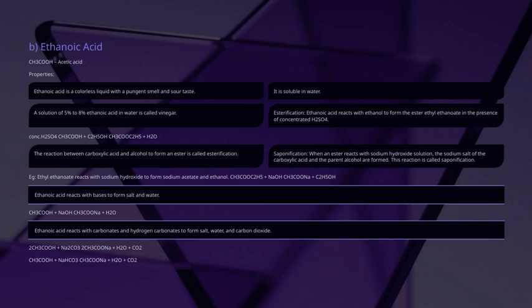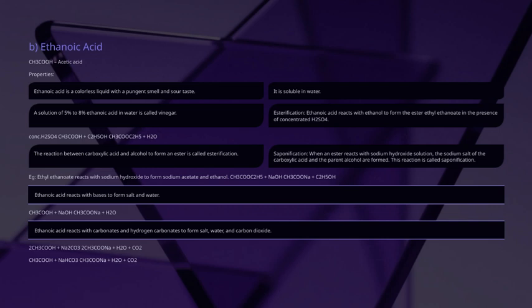Similarly, ethanoic acid reacts with bases, like sodium hydroxide, to form salt and water. For example, when ethanoic acid reacts with sodium hydroxide, it produces sodium acetate and water. Now, connecting this to esterification again, when a carboxylic acid reacts with an alcohol in the presence of concentrated sulfuric acid, they form an ester and water. This process is key to producing many esters.